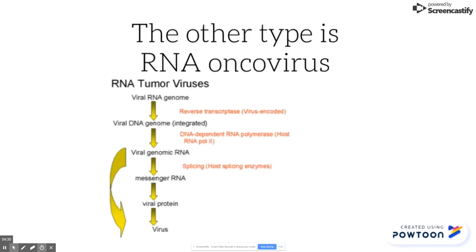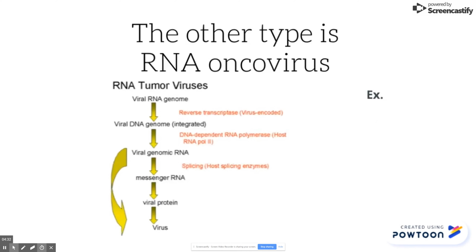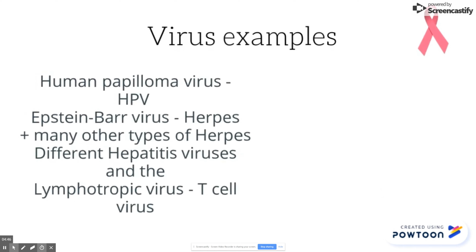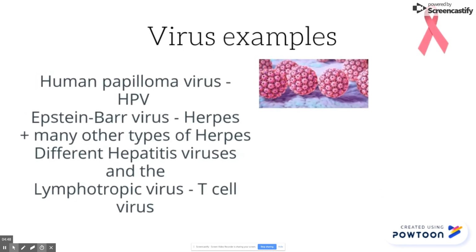Another type is RNA oncovirus. These viruses create a double-stranded DNA copy of the RNA within the host cell. They then reverse the sequence and insert it back into the chromosomal DNA. This can have very negative side effects because the entire strain is affected. Some examples are HPV, herpes, hepatitis, and T-cell.